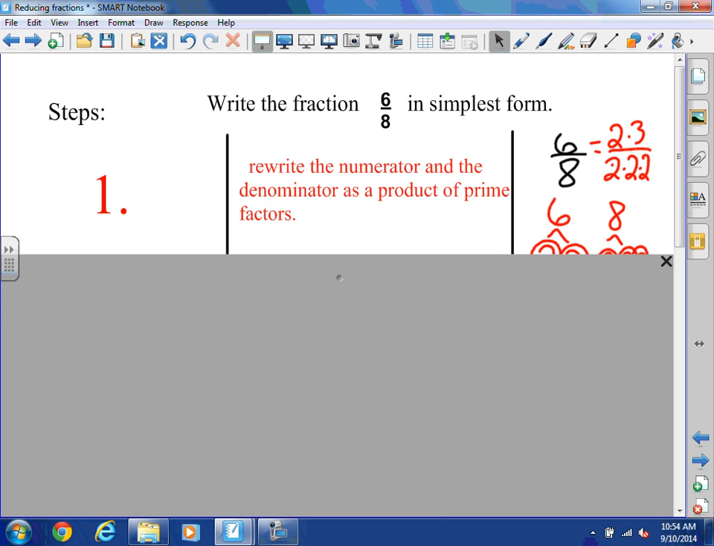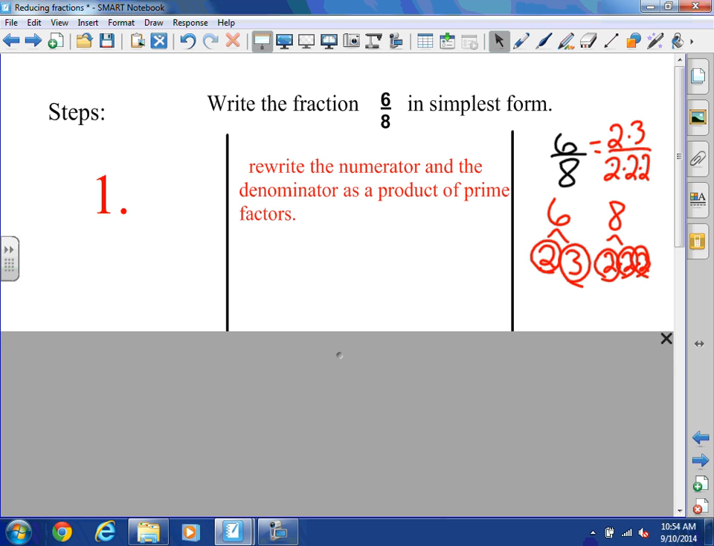So step number 1. The first step is you're going to rewrite the numerator and the denominator as a product of prime factors. At this point in time, most of you are getting really good at writing numbers in prime factor form. As a matter of fact, I bet you most of you are starting to see the patterns, and you're able to do some of the numbers in your brain already without even having to write anything, which is what good mathematicians do. They look for patterns.